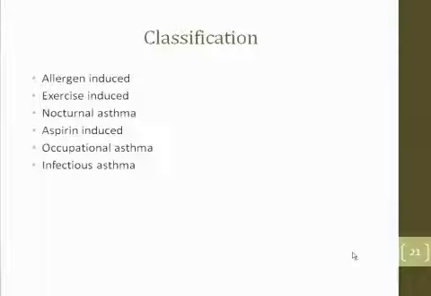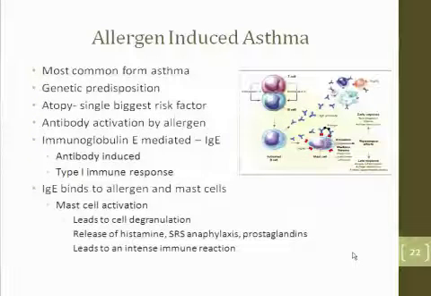Classifications of asthma can be based on what initiates it. You can go allergen, exercise, nocturnal, aspirin-induced, occupational asthma, or infectious asthma. Aspirin-induced is really a nightmare. You've got to be very, very careful. Those individuals usually have nasal polyps associated with them too. Let's go into the different ones.